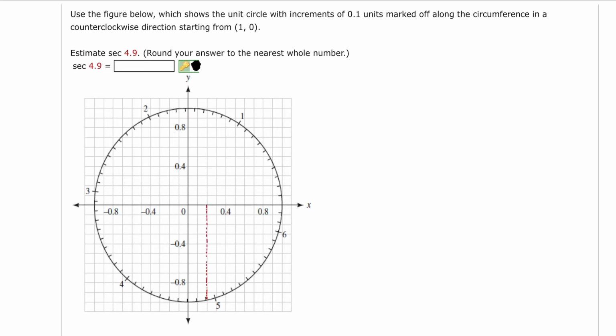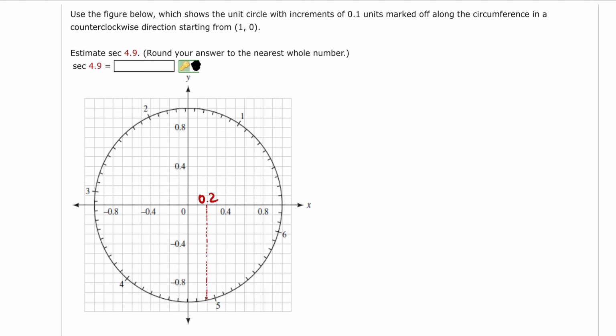So we can locate that by going right there. All right, so cosine is the x-coordinate. So the x-coordinate, this is right between 0 and 0.4, so this has to be 0.2. So that's the x-coordinate of this point right here. And secant is defined as 1 over cosine. All right, so in other words, we need to find the reciprocal of 0.2.